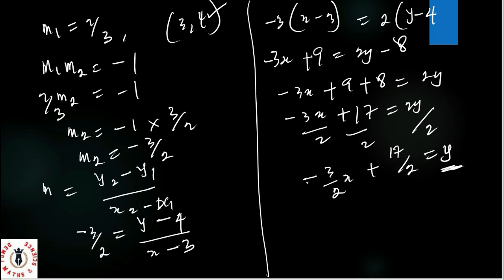Once again, we've seen that our gradient has come back to minus 3 over 2, like what we actually used here. And the intercept on the y-axis is 17 over 2.